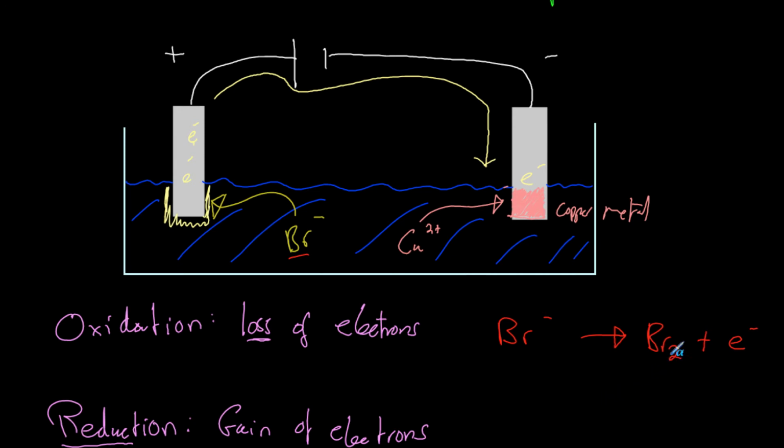To form Br2, you need two bromides. So two of those. Each one of those gives away one electron, and so you need two electrons as well. And this is your balanced oxidation half equation. Okay, in your book you'll see that you could also write it like this. Minus electrons leads just to bromine.